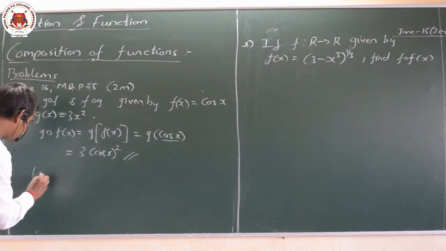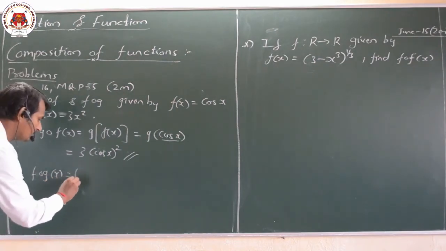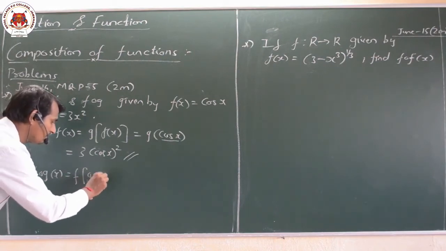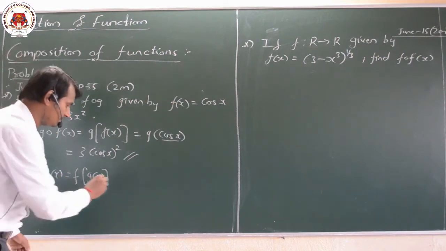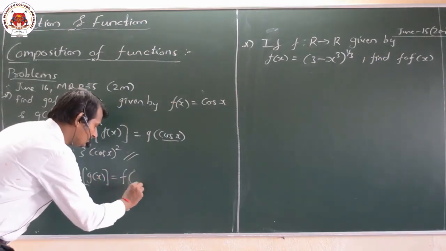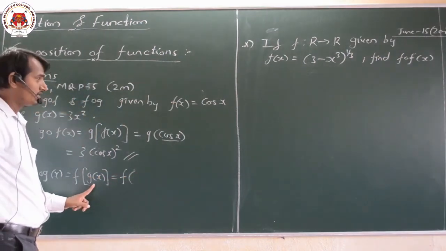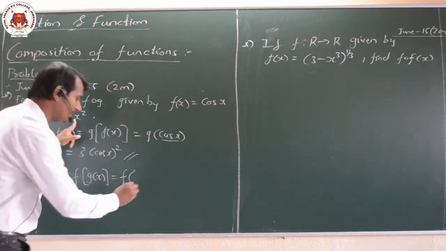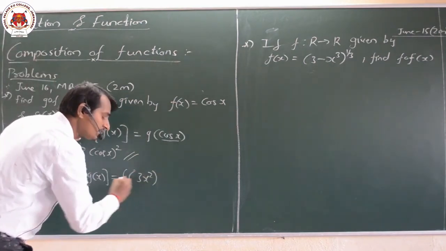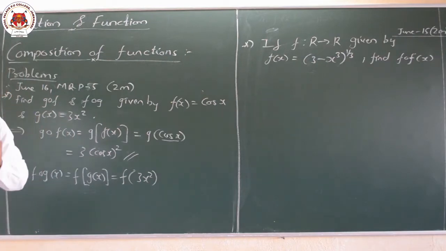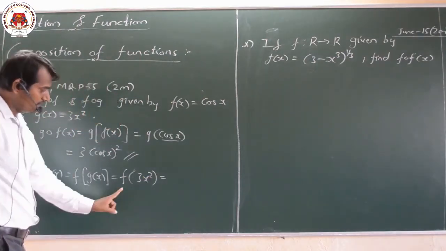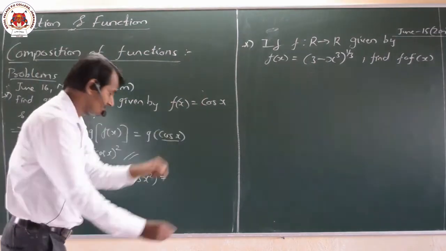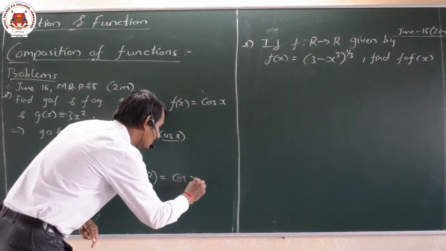Similarly, f of g of x. So what we have here is f of g of x. Now what is the value of g of x here? g of x is 3x square. Now what is the function f that we shall observe? f is cos x.